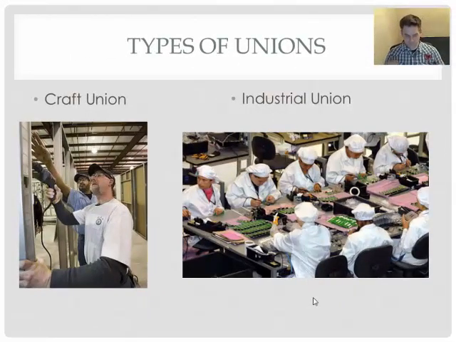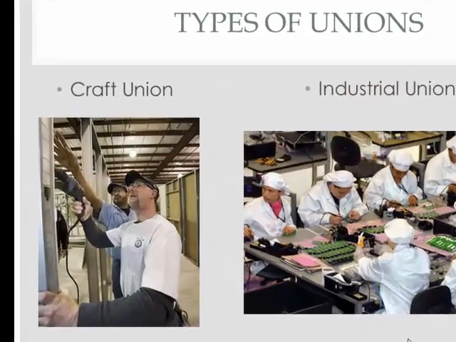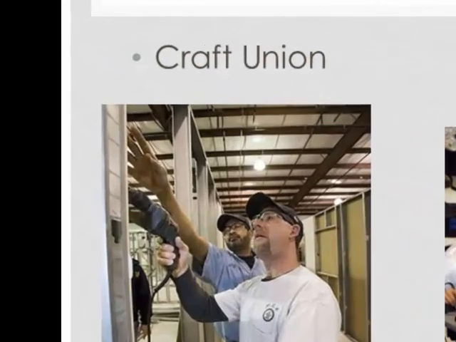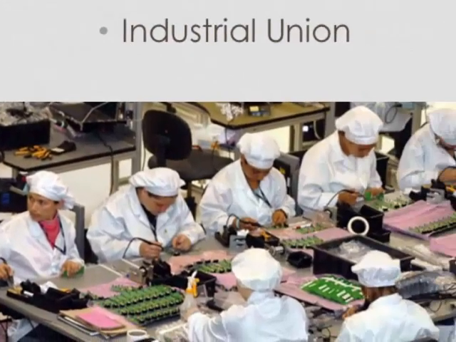Types of unions. 2 types of unions. There's the craft union, and that is for skilled workers in a specific trade or industry like carpentry or printing, where everybody does the same kind of job and has the same skill level requirements to get into the craft union. The industrial union would be everybody in an industry or everybody in a company, even though they'll do different things.